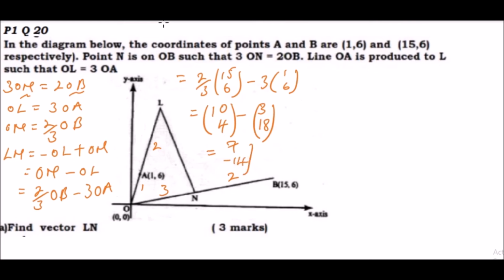So that is our LN that we have been given. So we can simply say that our LN is equal to (7, -14). So that is how you work out that. Let's go to part B.